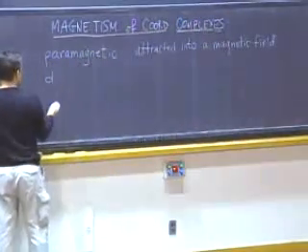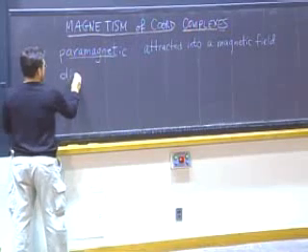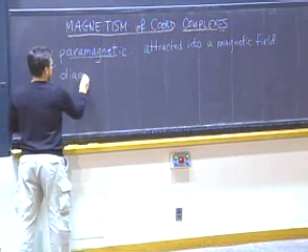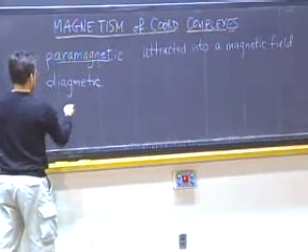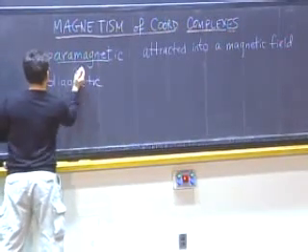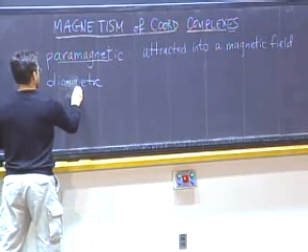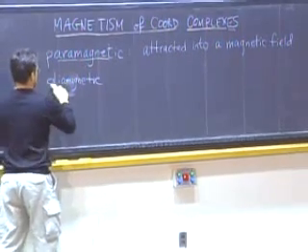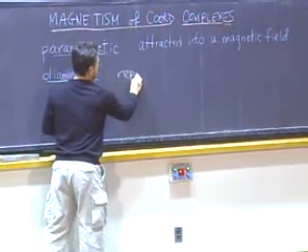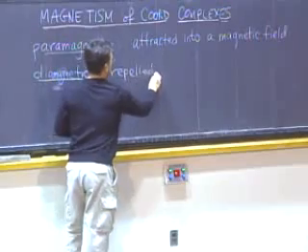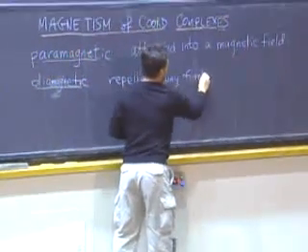And systems can also be described as diamagnetic. And there are many other types of magnetic behavior that we won't be discussing. Diamagnetic. And that means that the substance is repelled out of or away from a magnetic field.